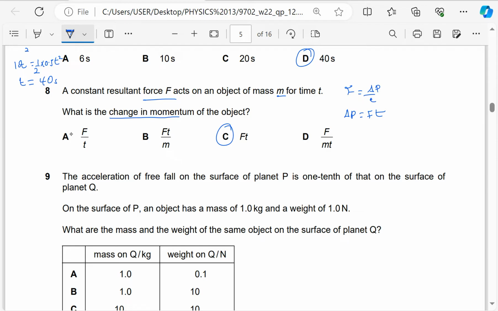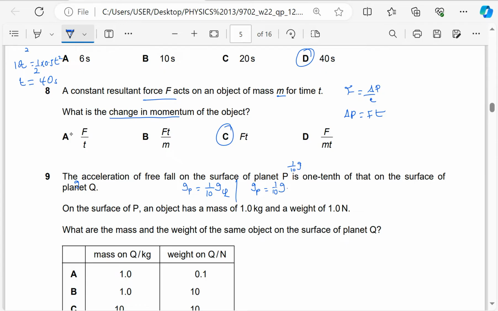The acceleration of free fall on the surface of planet P is 1/10 of that on the surface of planet Q. So let's say the acceleration on planet Q is G, then on P it is going to be 1/10 of G. So we are saying g on P is 1/10 of g on Q. Which means g on P is 1/10 of G.